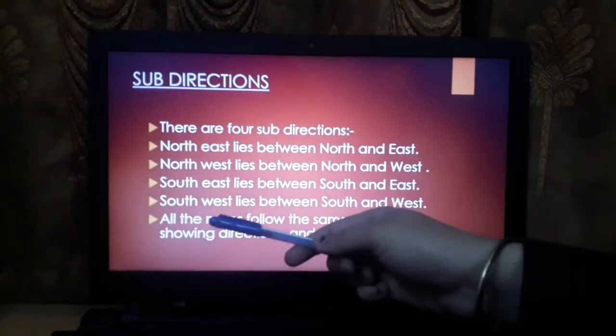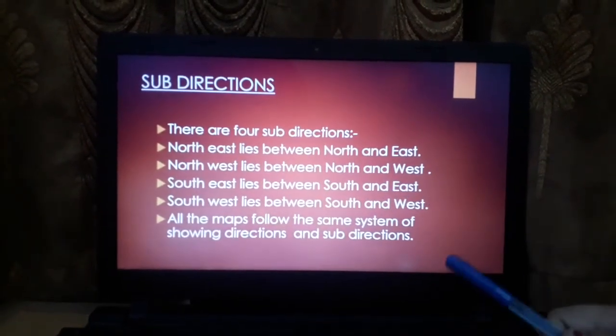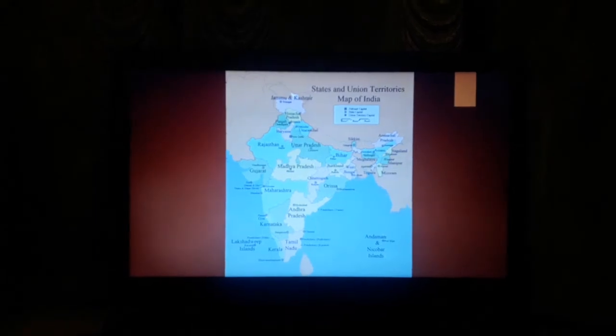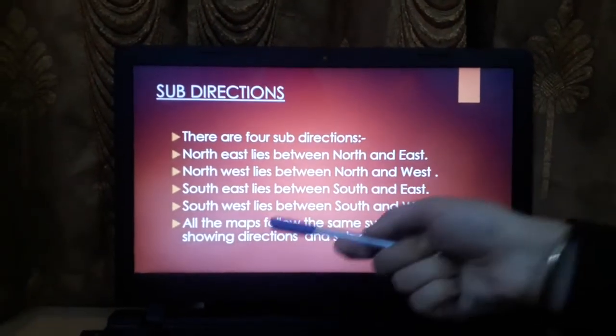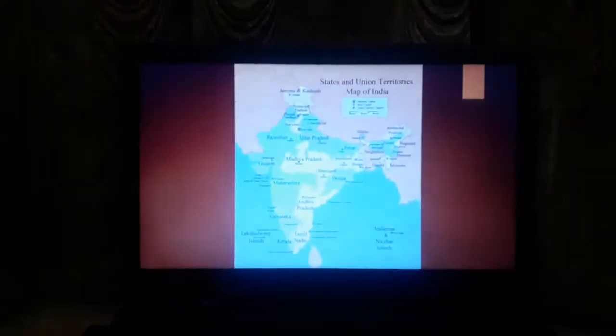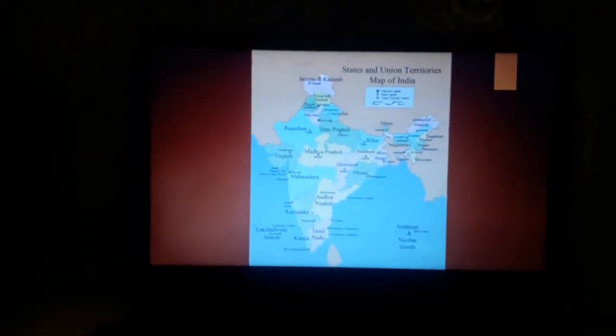Now, southeast lies between south and east. This is south. This is east. So, this becomes southeast. This entire area depicts the area which is between south and the east. Now comes southwest. This entire portion becomes southwest, and it depicts the area which is between south and the west.